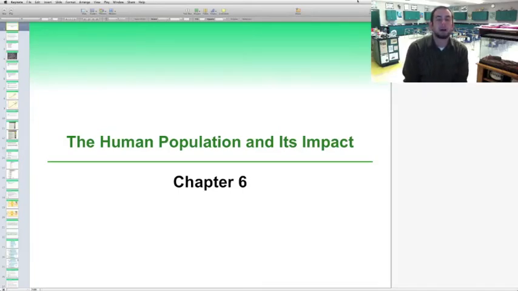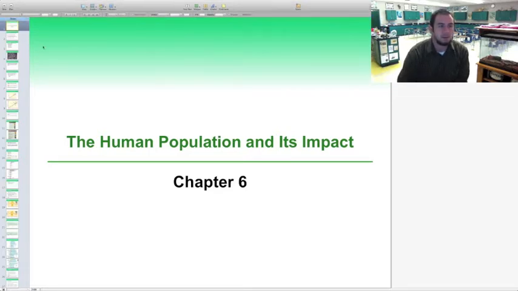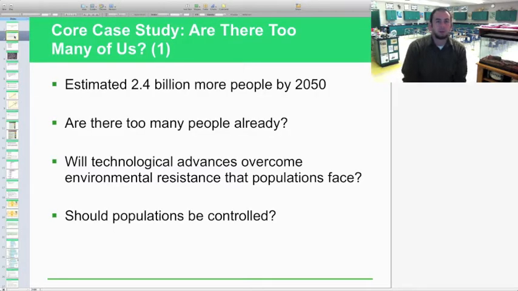We're looking at the human population and its impact. Last chapter, in chapter 5, we were talking about a couple of different types of populations and how species interact. Now we're looking at the human population, bringing it full circle all the way back to us. So in your case study, we're looking at, are there too many of us?